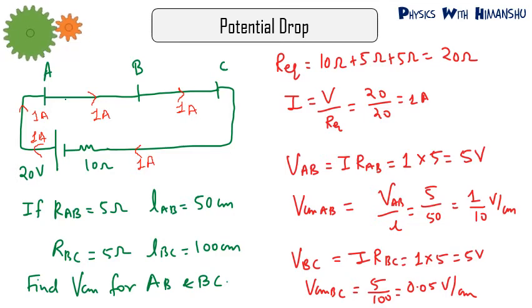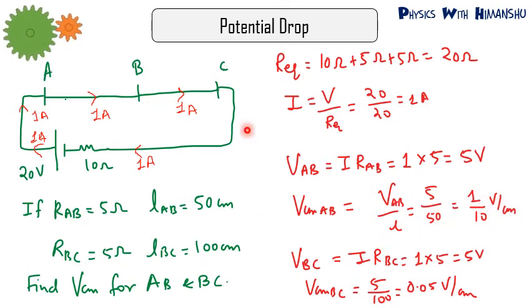So first thing we'll find out is what will be the potential drop in AB. So potential drop in AB will be equal to current into resistance of AB. So current is 1, resistance is 5. So potential drop in AB is 5 volt. Now what is VCM for AB? So potential drop per unit length in AB will be equal to potential drop divided by length, that is 5 upon 50, that is 1 upon 10 volt per centimeter.